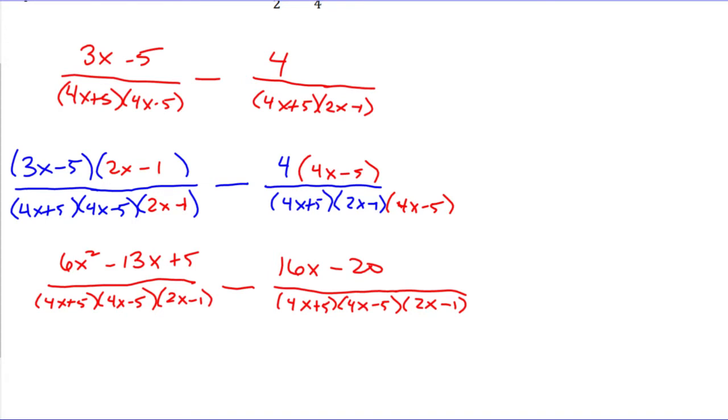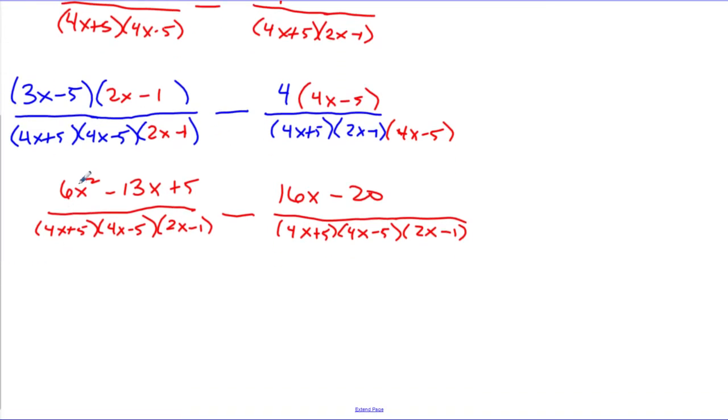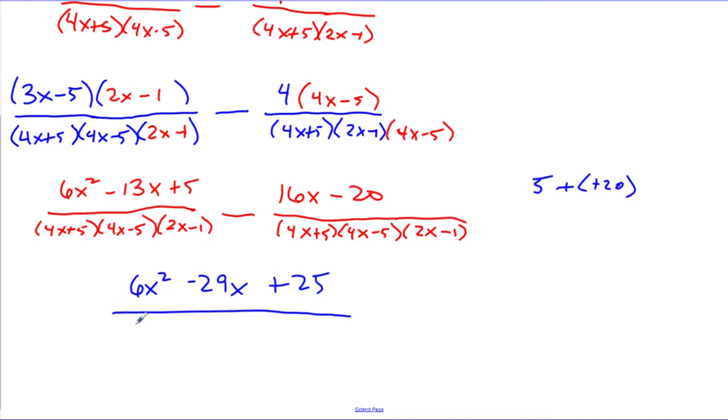Now that my denominators match and everything's all factored out, I can just do my subtraction. I see 6x squared, and I don't see any x squareds on the right, so I'm just going to bring that down. Negative 13 minus 16, those are both x to the first, so I can subtract those. Negative 13 minus 16 is negative 29x. And now this is the one we have to be careful about. This is 5 minus negative 20. I'm going to come off to the side and write that. 5 minus negative 20, that's like adding 20. This is really plus 25. And again, it's all over this big denominator, which I'm going to have to rewrite one more time. 4x plus 5, 4x minus 5, and 2x minus 1.